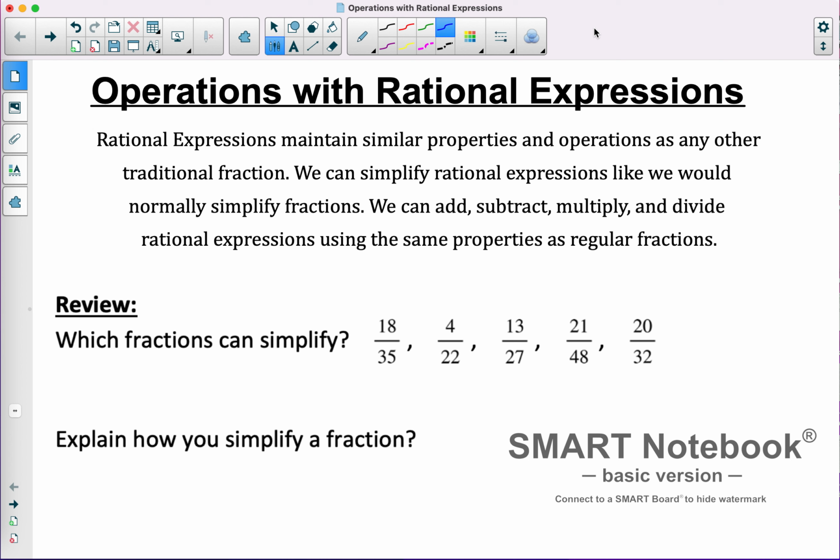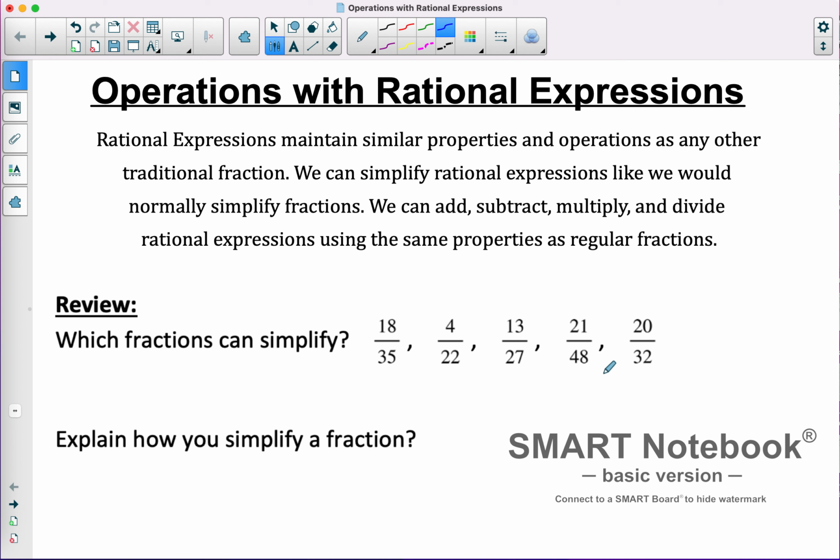Discuss operations with rational expressions. Now, rational expressions maintain some similar properties and operations as with any other traditional fraction. So we can simplify rational expressions like we would a regular fraction. We can also add, subtract, multiply, and divide rational expressions. So let's start with simplifying.